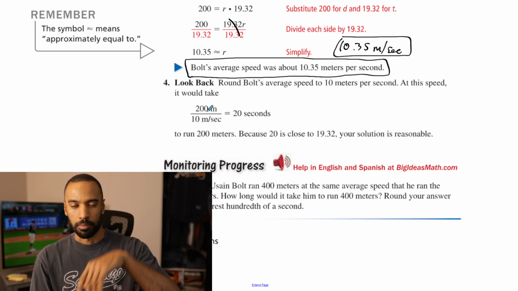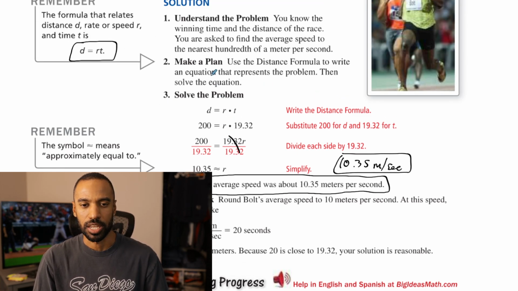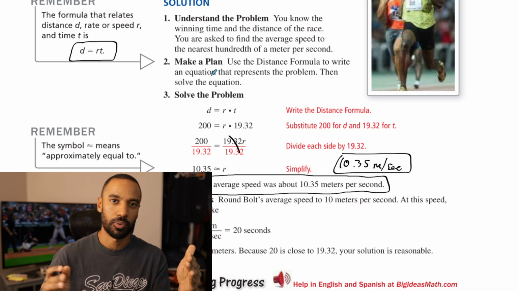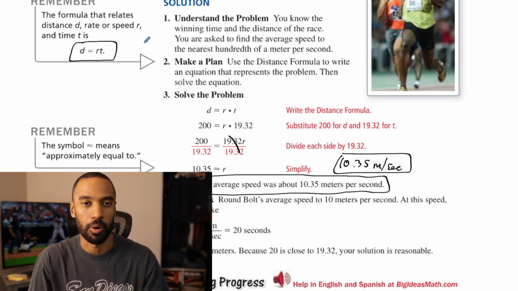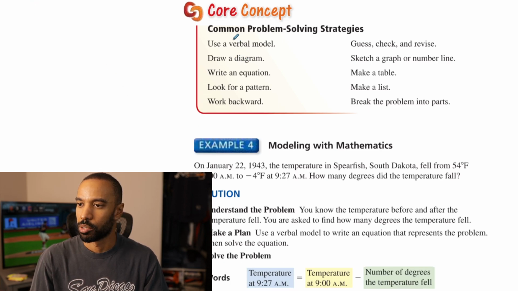Yeah, there's a look back thing. I'm going to leave it as it is. Anyway, that was an average speed. Who's to say he ran exactly that fast the entire time? Maybe he started slower to accelerate. Maybe he sped up all the way through. I have no idea. Okay, let's see some more.